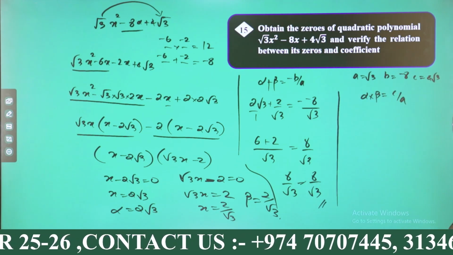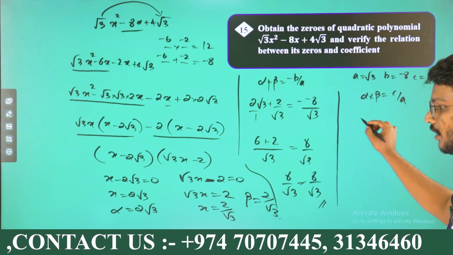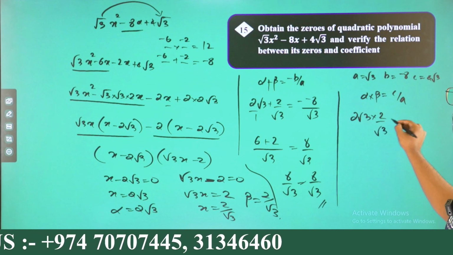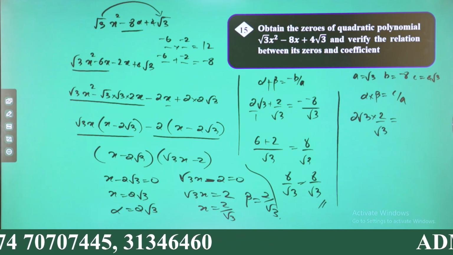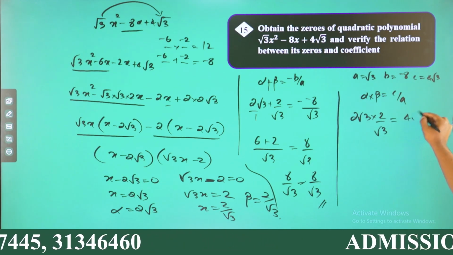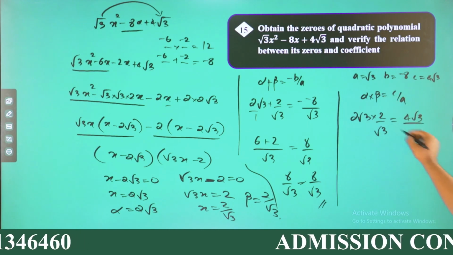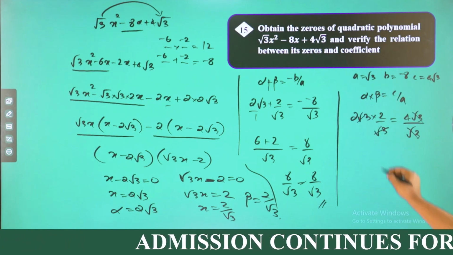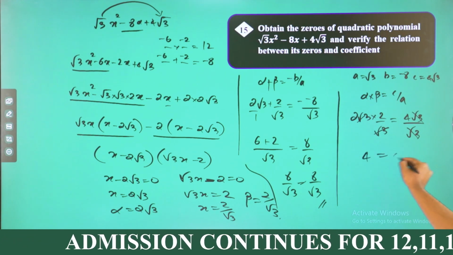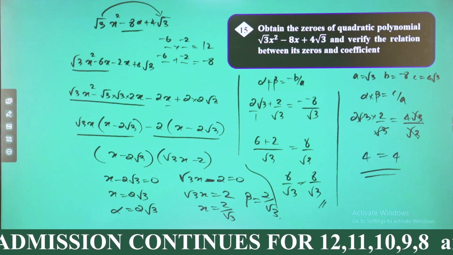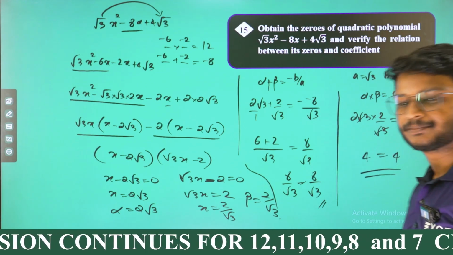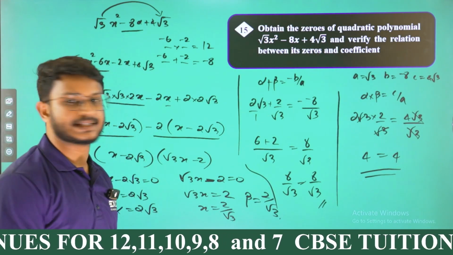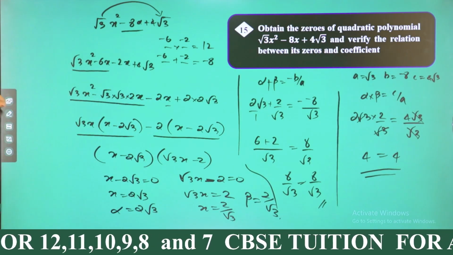Alpha into beta means alpha into beta, 2 root 3 into 2 by root 3 is equal to c by a. What is c by a? What is c? Yeah, here 4 root 3 by a. A is equal to root 3. Okay, so these root 3 cancelled out. 2 into 2, 4 is equal to 4, which is also verified. So the relationship's verified, right? Yes. So our 15th question over. Let's move to the next question.